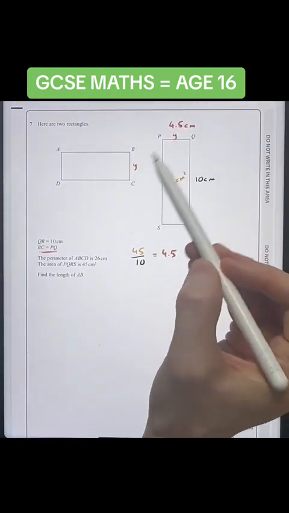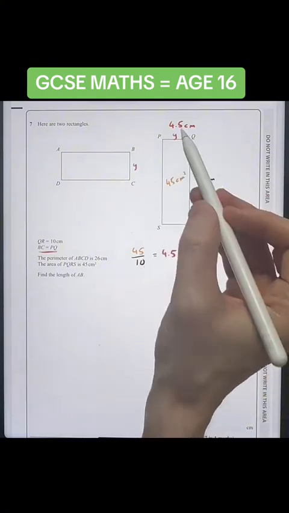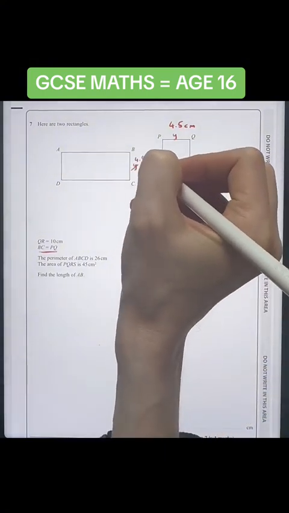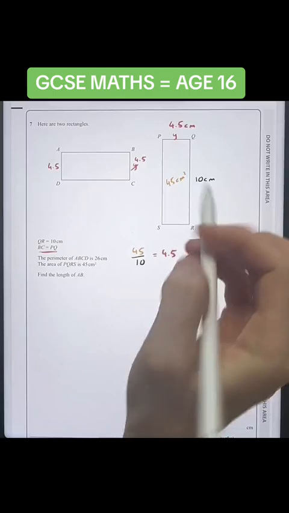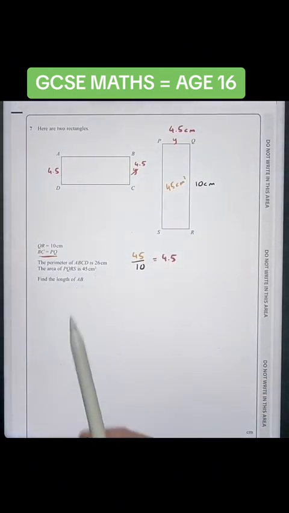As we were told that BC and PQ are equal, I know that BC is now also 4.5, so I can label this as being 4.5. As this is also a rectangle, I know opposite lengths of a rectangle are equal, so this is also going to be 4.5. I was told the perimeter of ABCD is 26 centimeters.